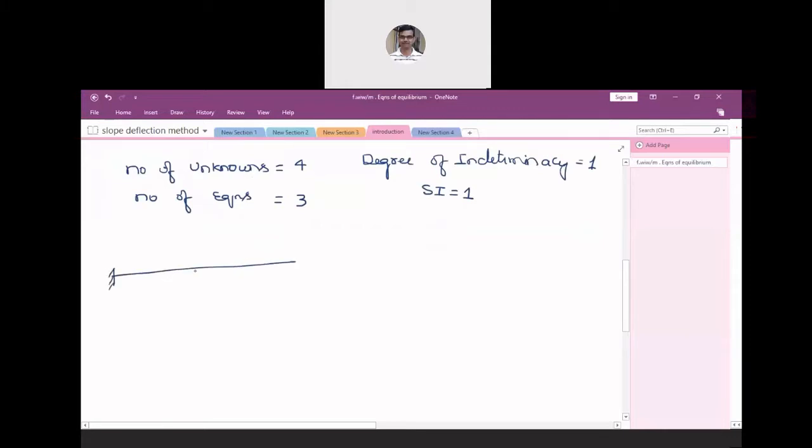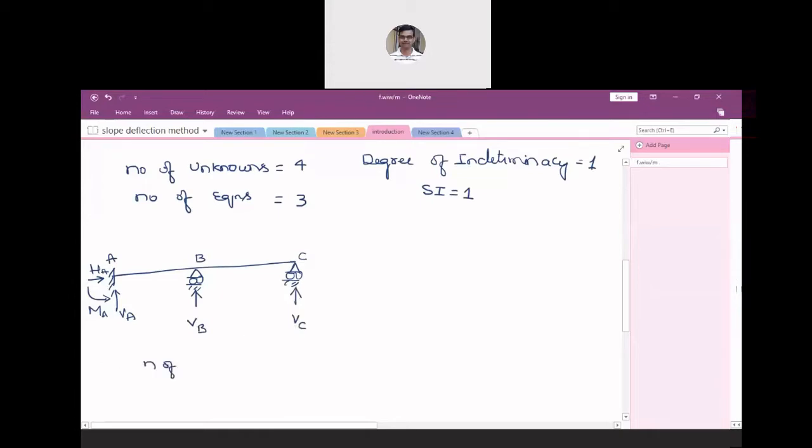I'll make one end fixed. We have a roller in between, and we have another roller over here. I'll designate these joints as A, B, and C. Now, since it is a fixed support, we'll have three reactions: a horizontal reaction, which I'll call HA, a vertical reaction VA, and a moment at A, which I'll call MA. Similarly, we'll have a vertical reaction VB, and a vertical reaction VC here.